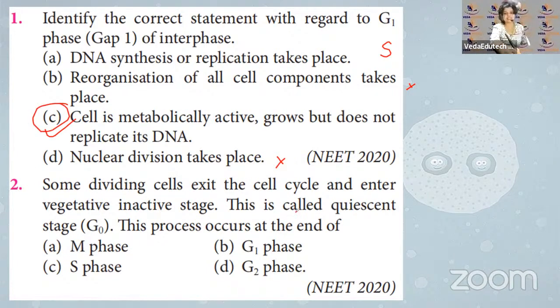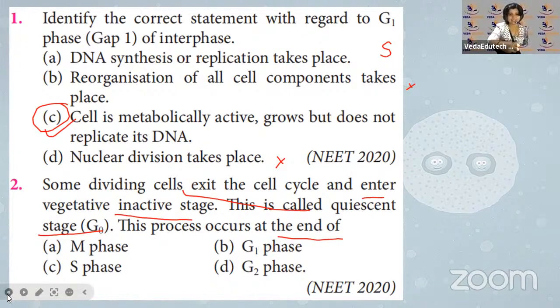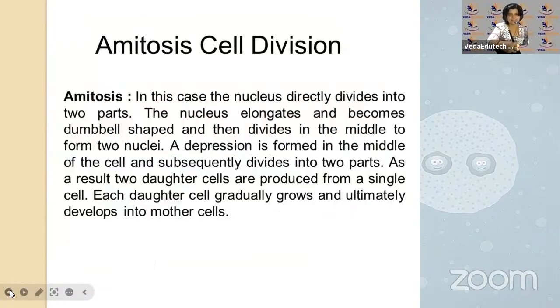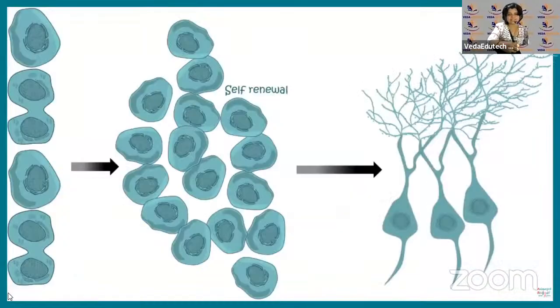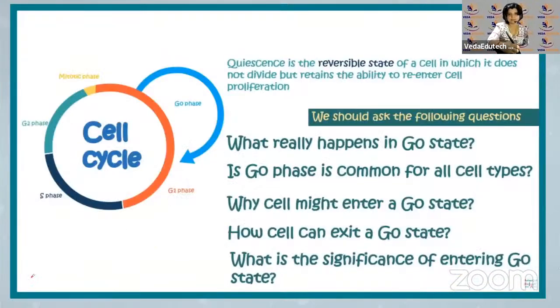Some dividing cells exit the cell cycle and enter a vegetative inactive state. This is called G0 stage. Okay. They can enter G0 only from G1 phase. Okay. Only from G1. Now, why? Because once a cell has started doubling its DNA, then it has to divide. It must divide.